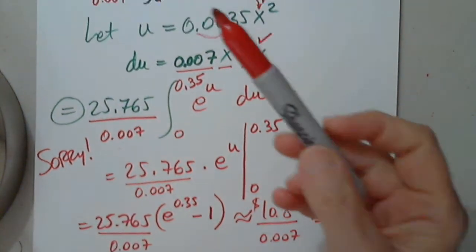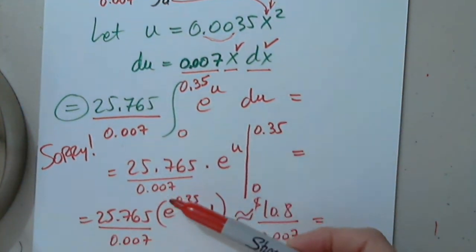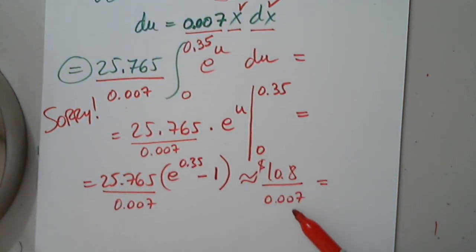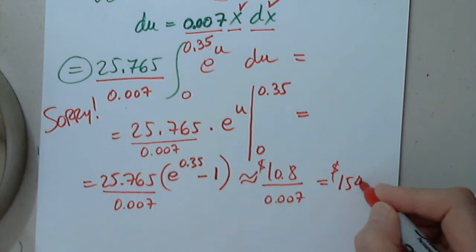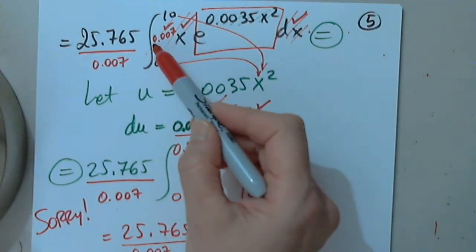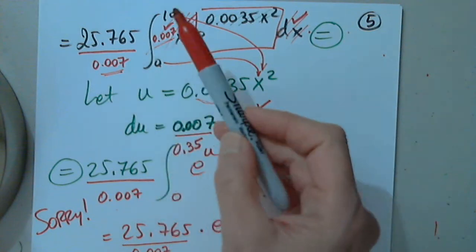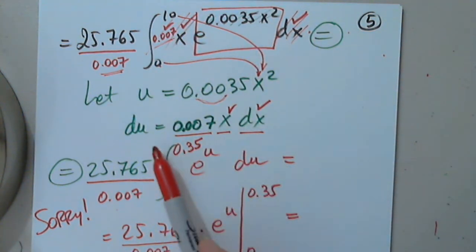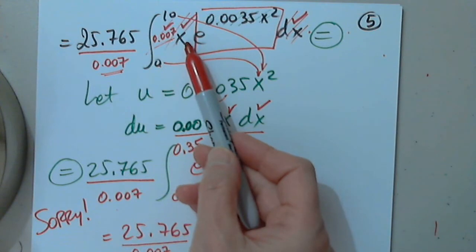I talk too much. So I forgot to copy it here, and here, and here, and here. Thank you. I was very confused. I'm like, wait, where did it go? No, I wasn't trying to see whether you are paying attention. I just got carried away. 1542.47. Obviously, of course. So I needed to multiply and divide by this number to make up the three pieces of du: 0.007 and x and dx.